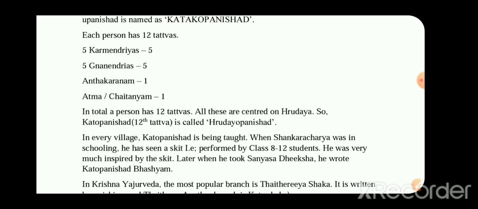And each person, any human being, has 12 tattvas. What are those 12 tattvas? It means 5 karmendriyas and 5 gnanendriyas, which are the 5 sense organs, and 5 organs of action, and 1 antahkarana and 1 atma, which is also called chaitanya. So each person has 12 tattvas: 5 karmendriyas, 5 gnanendriyas, 1 antahkarana, and 1 atma.